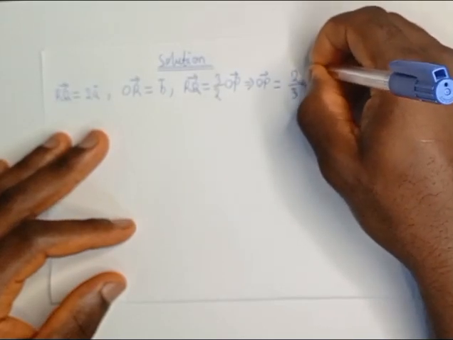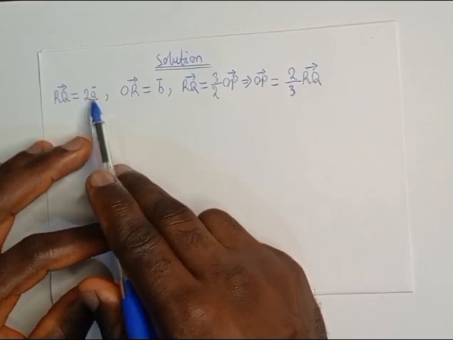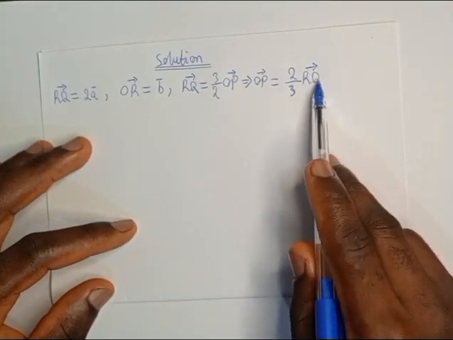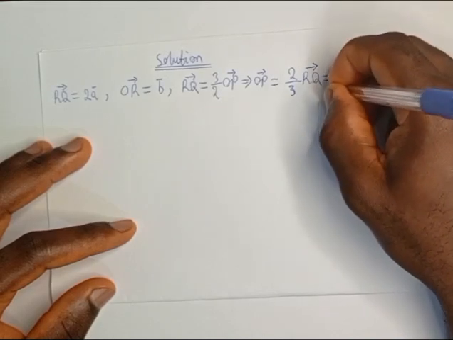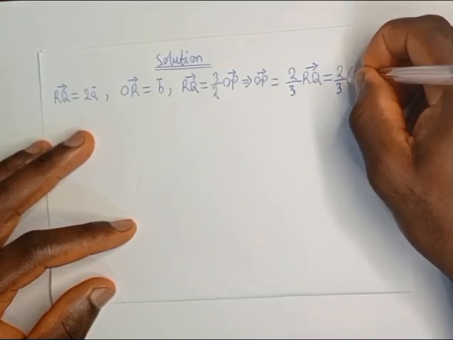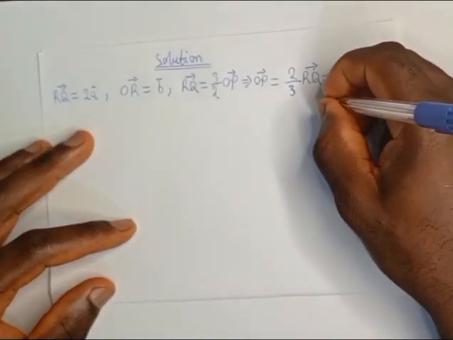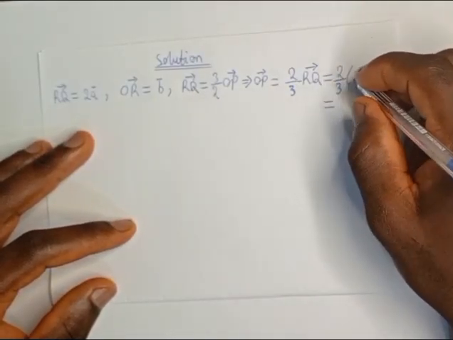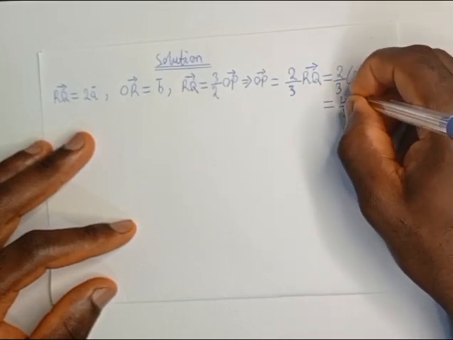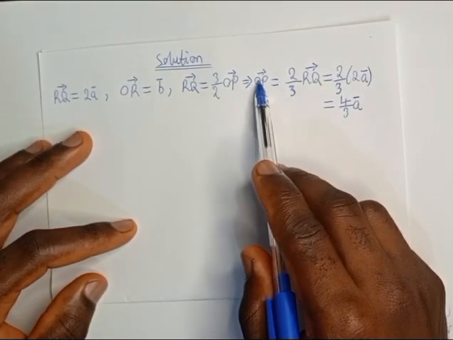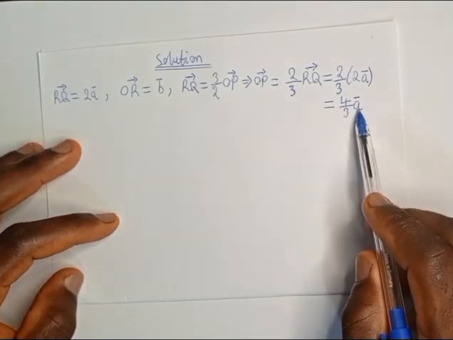RQ vector. We know RQ vector is simply equal to 2A bar. We are going to replace it with 2A bar. This will be equal to 2 over 3 times 2A bar, and this will simply be equal to 2 times 2 gives us 4 on 3 A bar. Our vector OP is simply equal to 4 on 3 A bar.